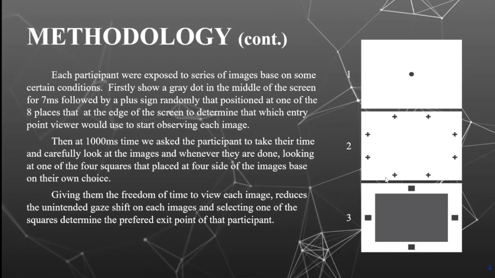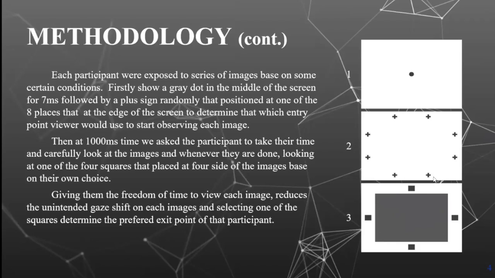We just let their eyes rest somewhere randomly first. And then the last frame shows 4 exit points, with the image in the middle. Every participant was exposed to the image with free timing because we don't want any unintended gaze shift while they're looking at the image. If they feel comfortable and done with the image, they look at any of those exit points and tell us next image.